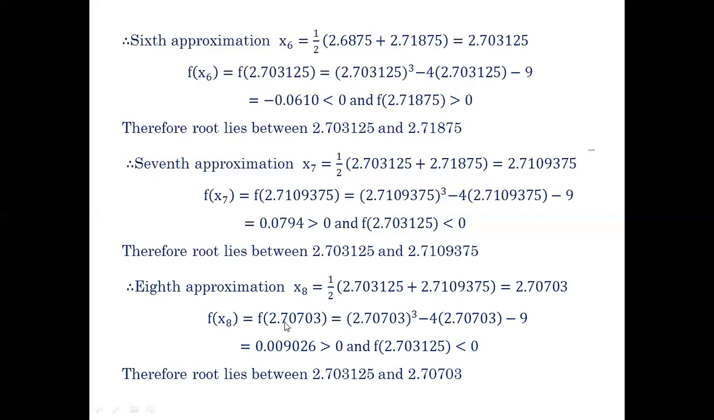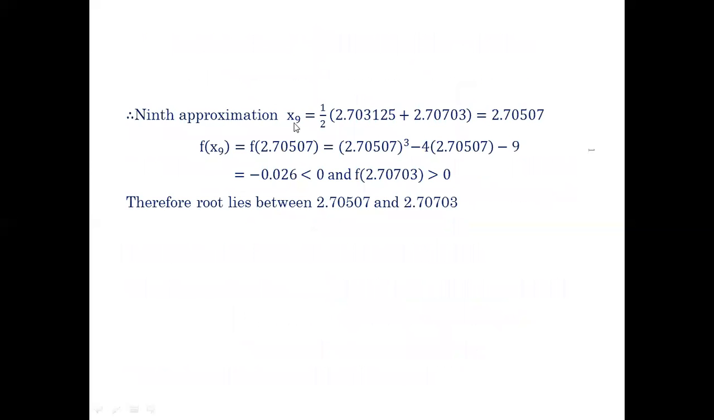So f(2.70703) is x cubed minus 4x minus 9, that is 2.70703 cubed minus 4 into 2.70703 minus 9, which is equal to 0.009026, greater than 0. And the negative value in the previous step, that is f(2.703125) less than 0. Therefore, the root lies between this positive and negative, that is 2.703125 and 2.70703. Therefore, the ninth approximation x9 is equal to 1 by 2 into (2.703125 plus 2.70703). So divided by 2 gives 2.70507.